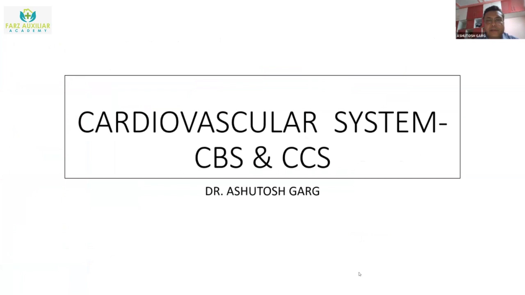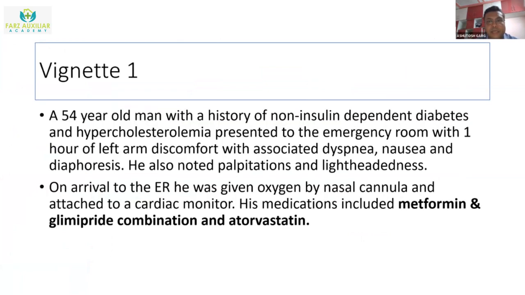So today I will cover the topic cardiovascular system, case based scenario, and start with a case and then some computer based assessment. This is a 54-year-old man with a history of non-insulin dependent diabetes and hypercholesterolemia, presenting to the emergency room with 1 hour of left arm discomfort with associated dyspnea, nausea, and diaphoresis. He also noted palpitations and lightheadedness.